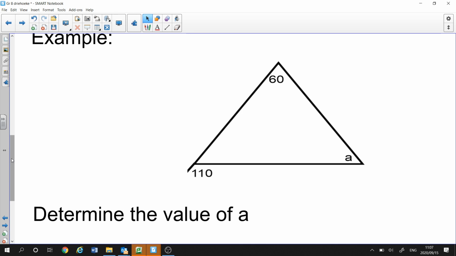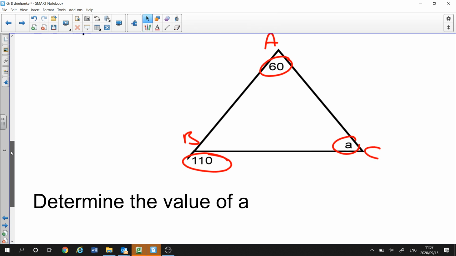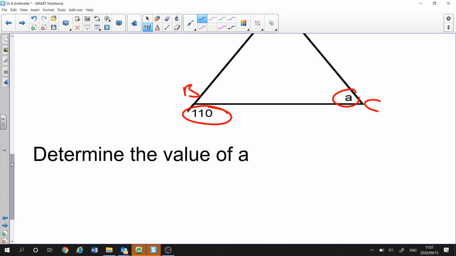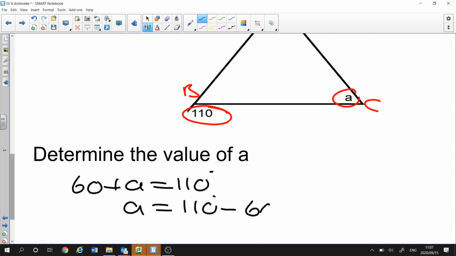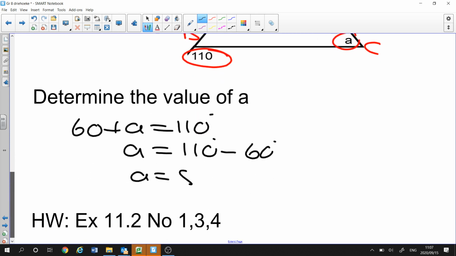If we go to an example, here's my triangle, let's say triangle A, B and C. My exterior angle is 110, then I have one angle of 60 and I have A, and the question is to determine the value of A. So what do I know? I know that 60 plus A is equal to 110, so A is equal to 110 minus 60, so A is equal to 50 degrees.